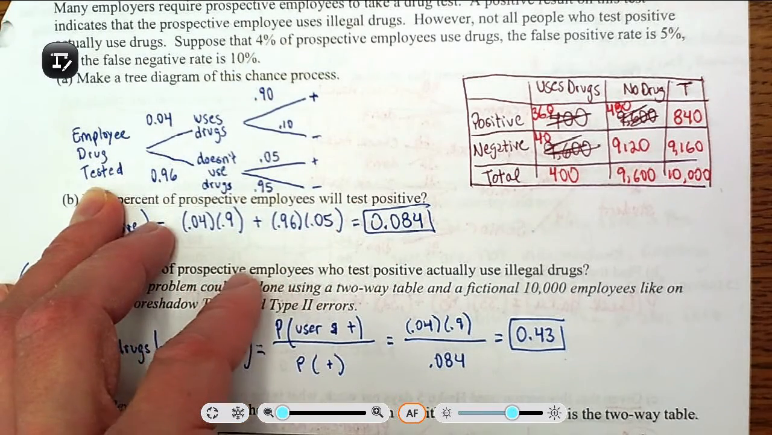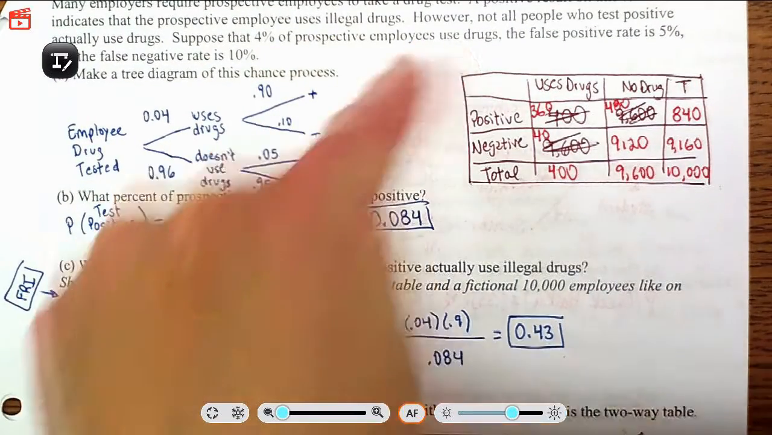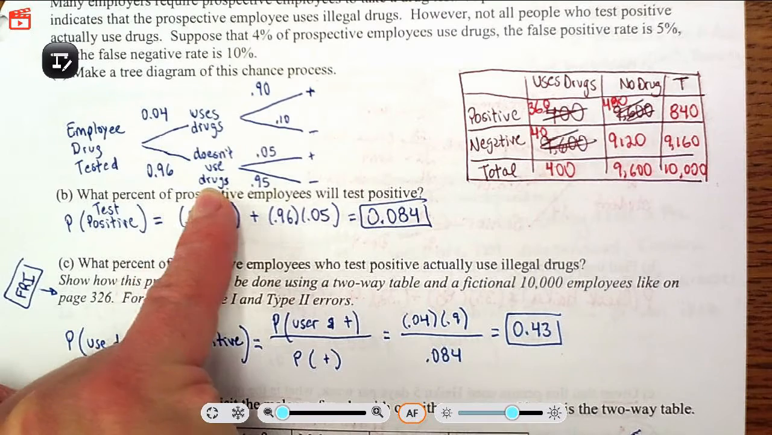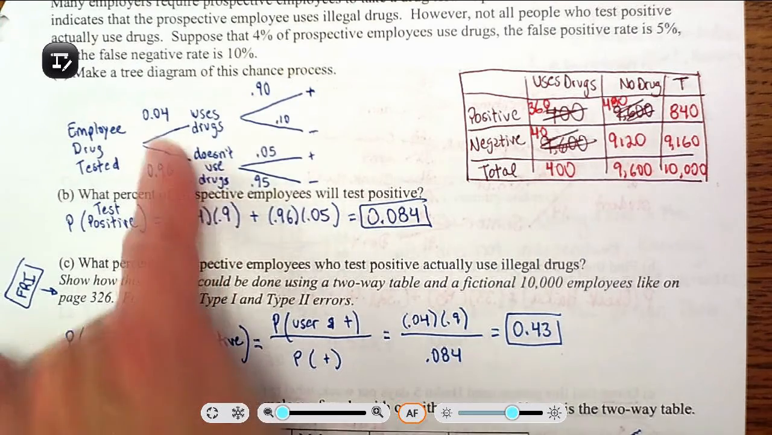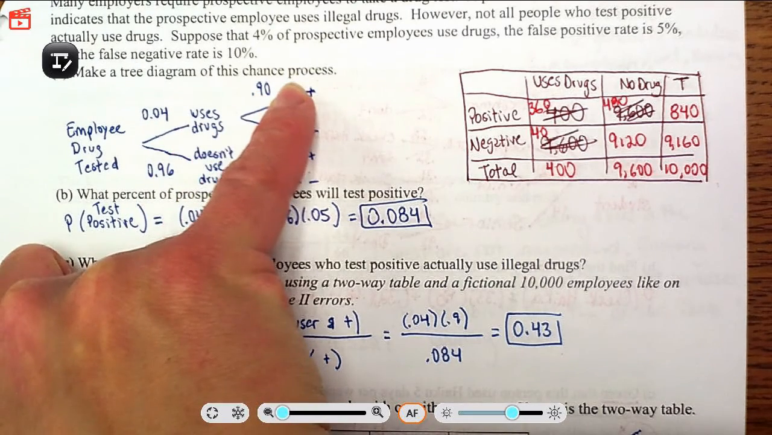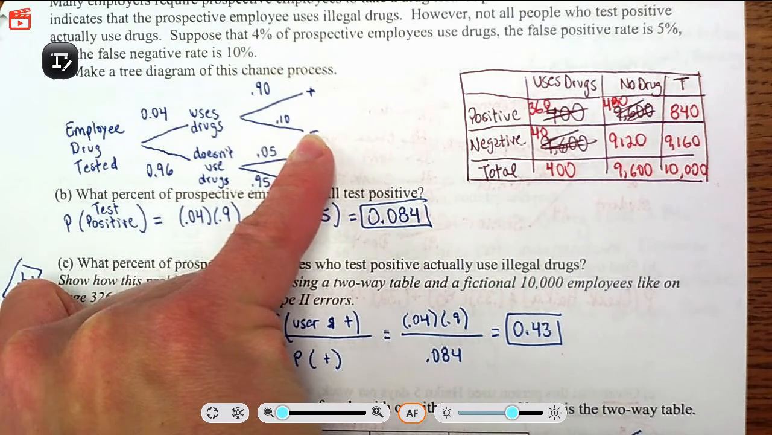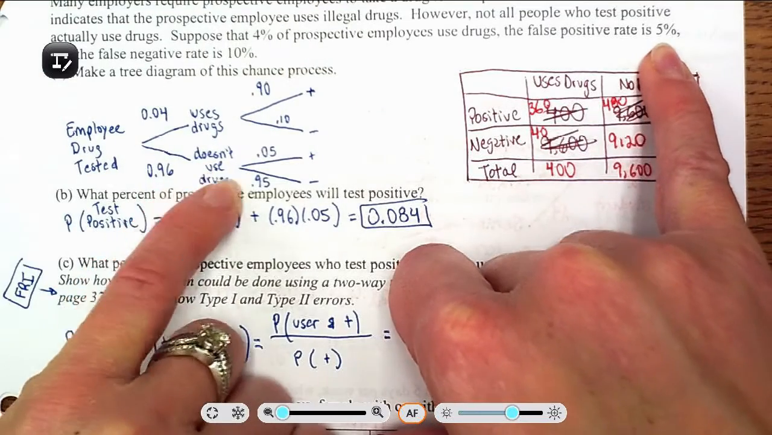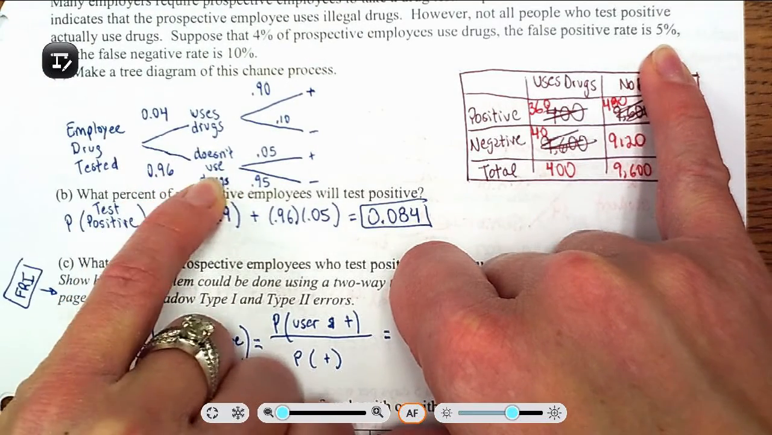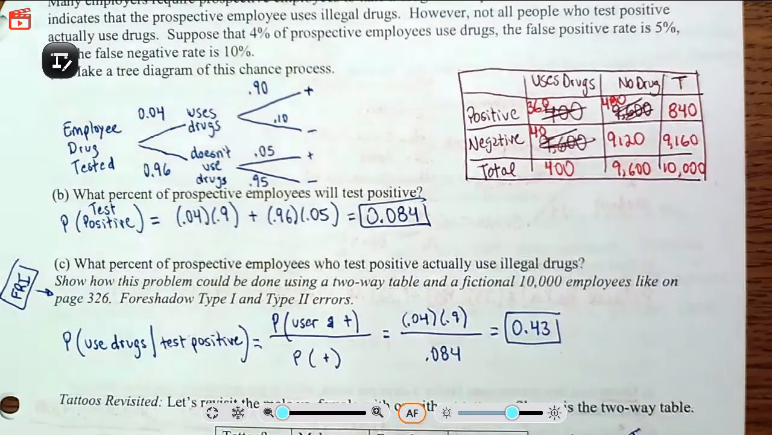So employees are drug tested. We know that 0.04 of prospective employees use drugs, and therefore 0.96 don't use drugs. And if the false positive rate is 5% and the false negative rate is 10%, then we know that we're going to get a true positive 90% of the time and a false negative 10% of the time. Okay? And then if the false positive rate is 5%, then the non-drug users are going to get a false positive 5% of the time and a true negative 95% of the time.